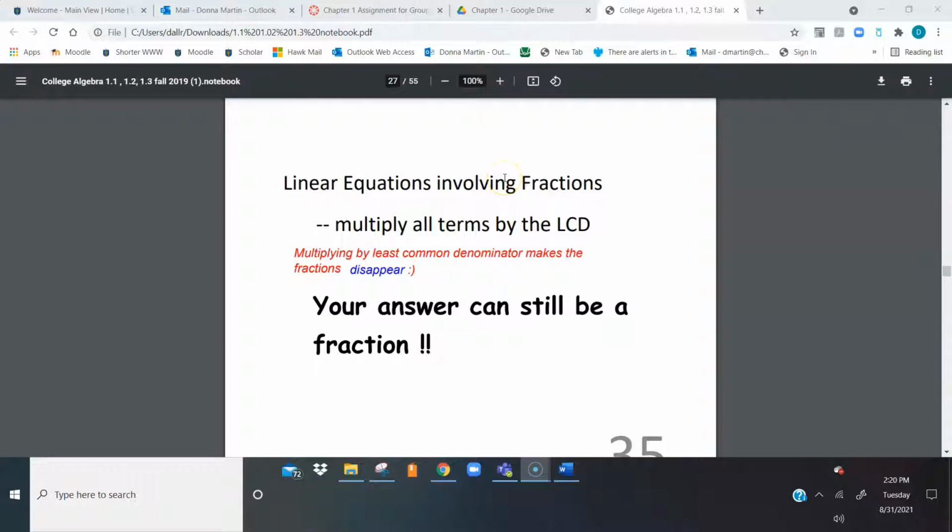Okay, so some notes about linear equations that involve fractions. You must multiply all terms by the least common denominator. Multiplying by the least common denominator actually makes your fractions disappear. Note, your answer can still be a fraction. Pause your video if you need to write this information down. I call this method of multiplying by the least common denominator to make the fraction disappear, I call it Martin magic. Once you learn how to do it, you can call it your brand of magic.